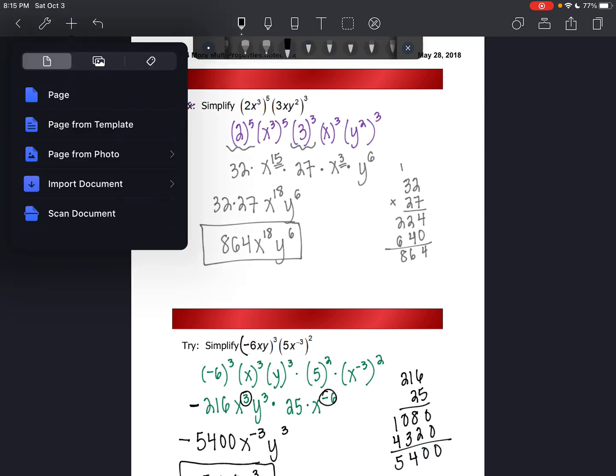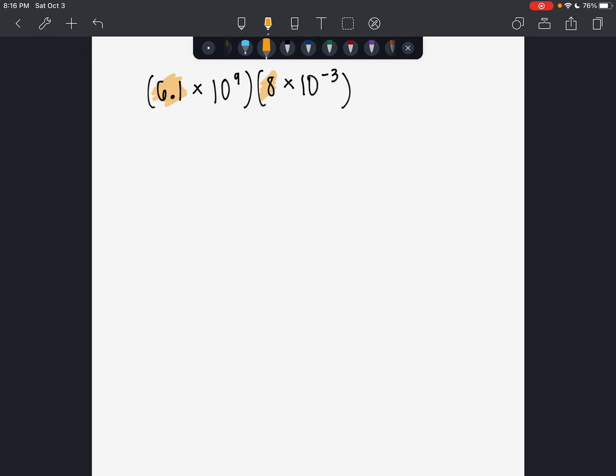Now I'm going to show you one of these because I'm not sure if you remember scientific notation. 6.1 times 10 to the 9th times 8 times 10 to the negative 3. This is all multiplication. So I'm going to rewrite this as 6.1 times 8 times, and then we have 10 to the 9th times 10 to the negative 3.